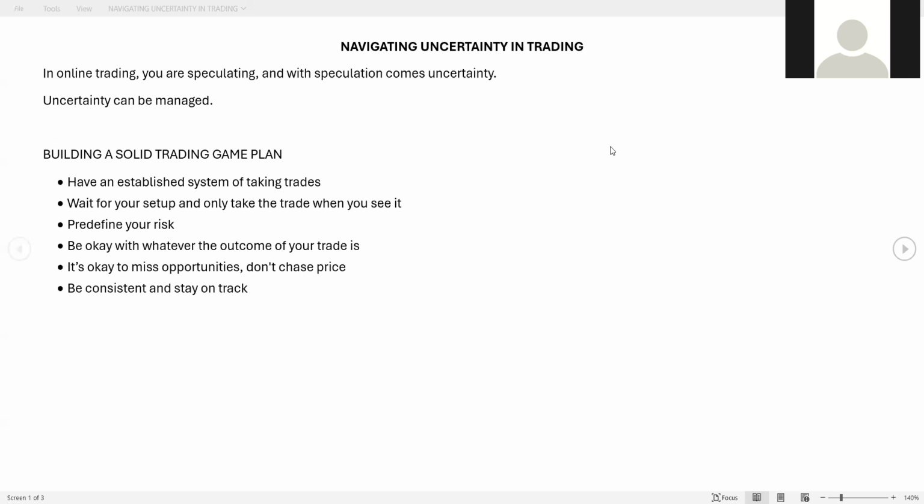One of the ways that you can manage uncertainties in trading is to ensure that your own process of placing trades is certain. You're clear about it. When you wait for your setup and you see your setup, the next thing you should do is ensure you predefine your risk. Do not just enter into trades without understanding clearly what your risk is on that trade, how much you will lose if you're wrong, how much you will gain if you're correct. You must have that information clear.